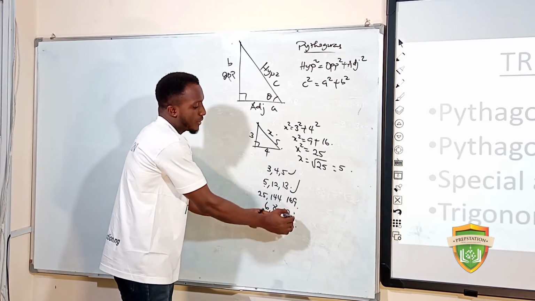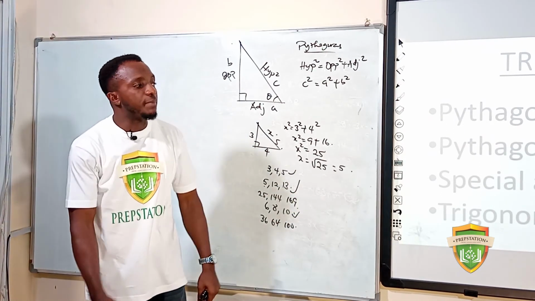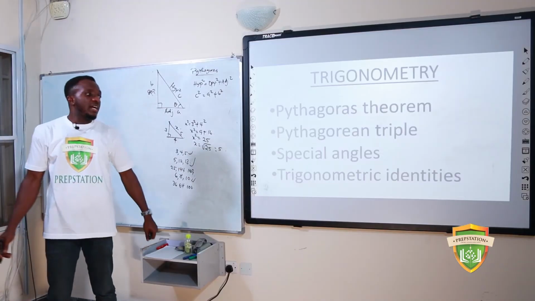These are also Pythagorean triples. And then the third one is the Pythagorean triple. Now let's talk about special angles.